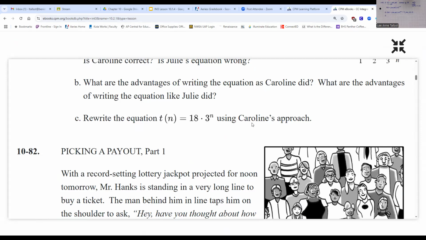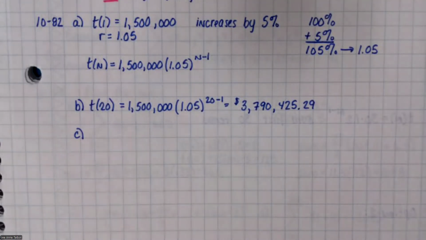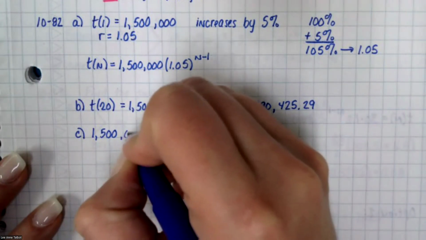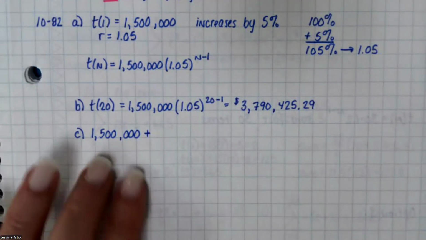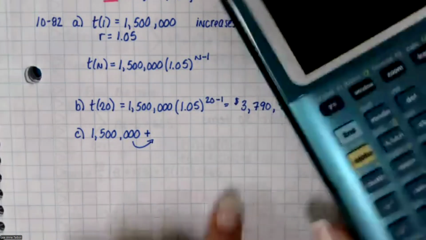Okay. C. When you add up the terms of the sequence to determine the total over 20 years, you're calculating the sum of the geometric series. Show the geometric series. Okay, so we know that he is going to have 1,500,000 for the first payout. That's the first year. And then I need a calculator because I'm special.